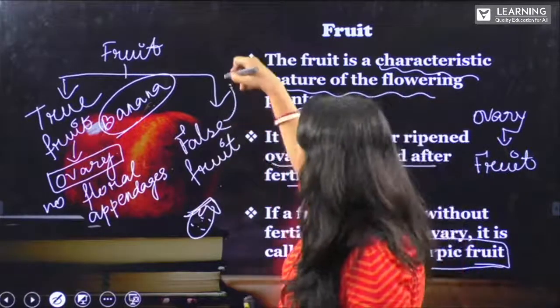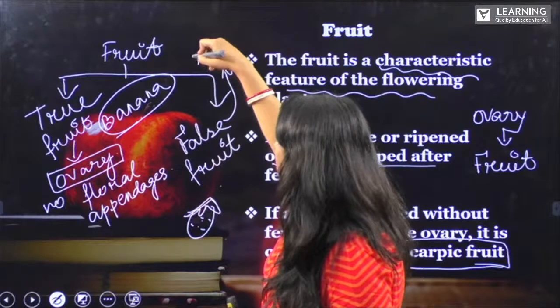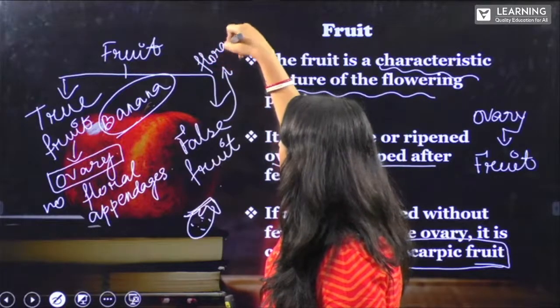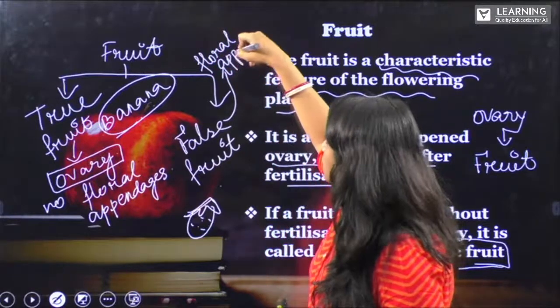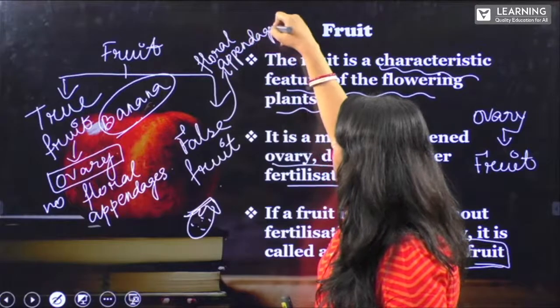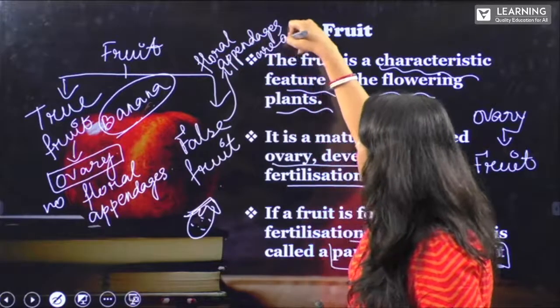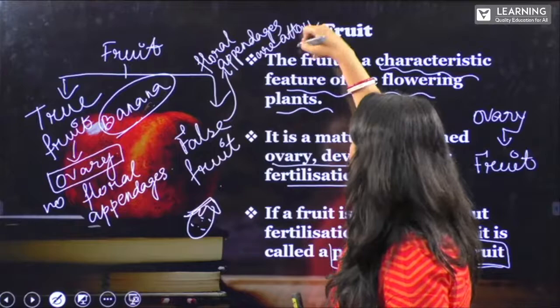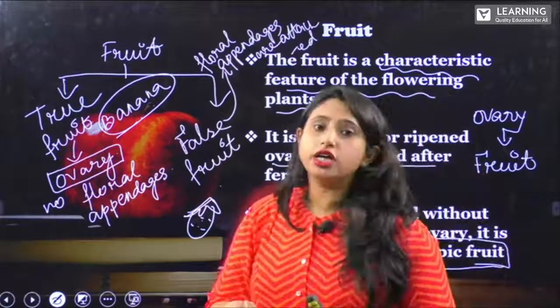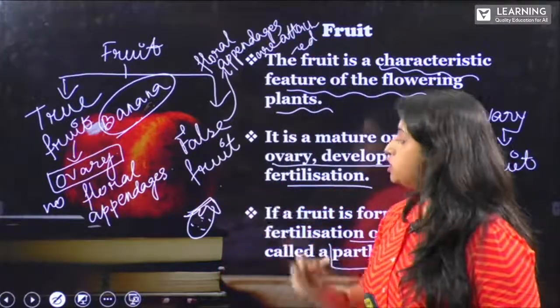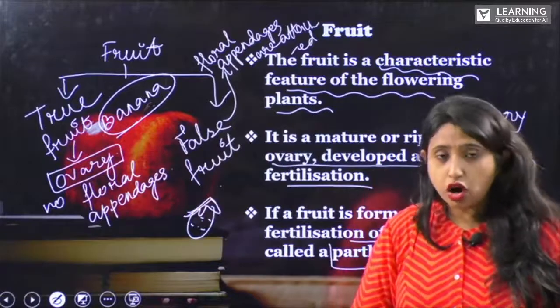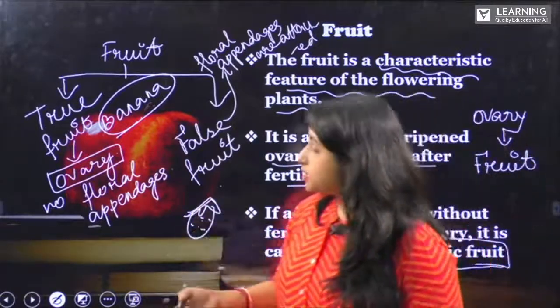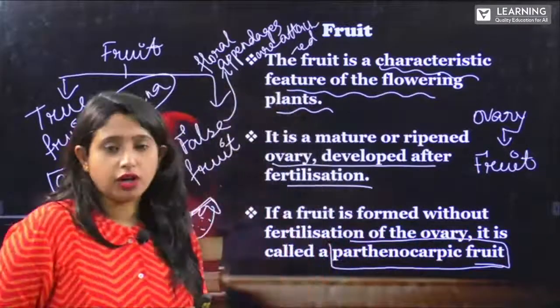So false fruits are the fruits where the floral appendages are attached, okay? This type of fruits are known as your false fruits. Example is your strawberry. So next, let us see what is this parthenocarpic fruit.